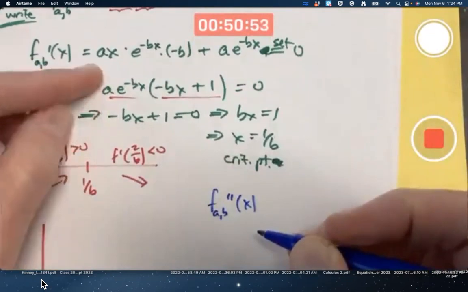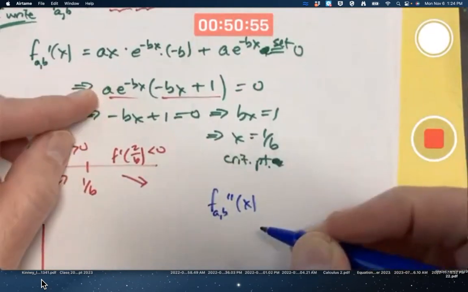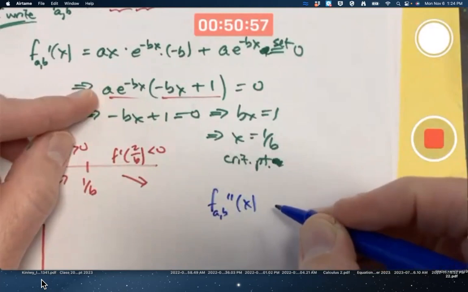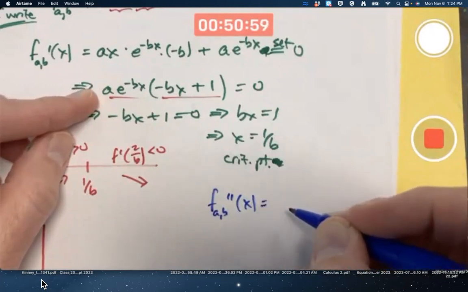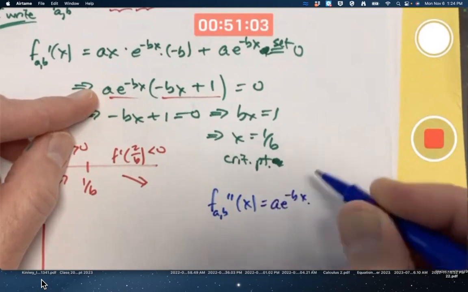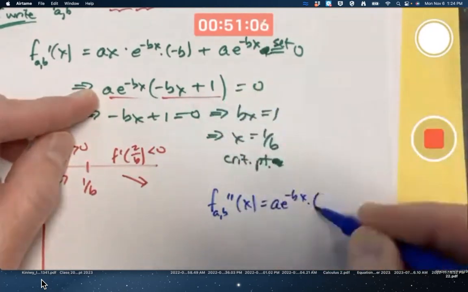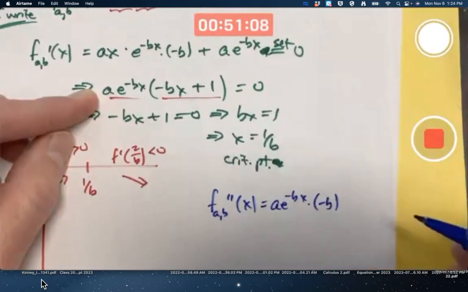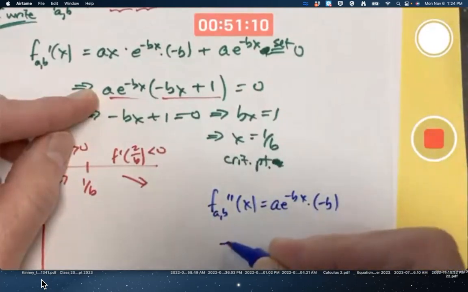Should I use the factored form or this form? It doesn't really matter. Maybe the factored form is easier. I can use the product rule. Left d right. The derivative of negative bx plus 1 is negative b. That's simple. Left d right plus right d left.